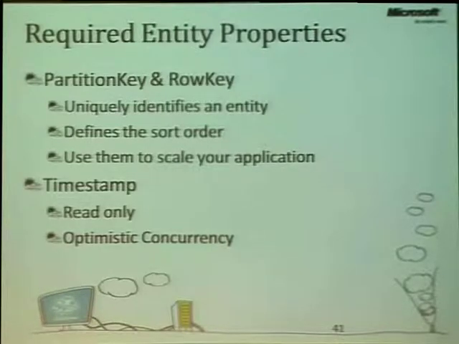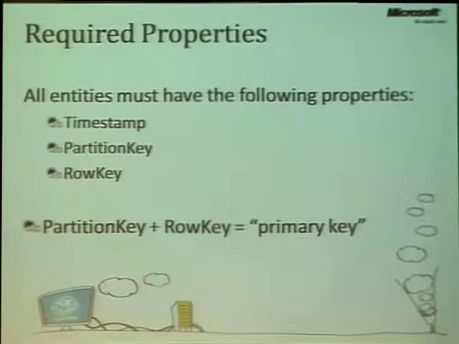The timestamp is read only, so that when many people are accessing the same data, the timestamp determines which goes for the first update and which for the second update. So these three properties are mandatory. Any table you create, these three items will be mandatory. As I mentioned, partition key and row key become the primary key here.